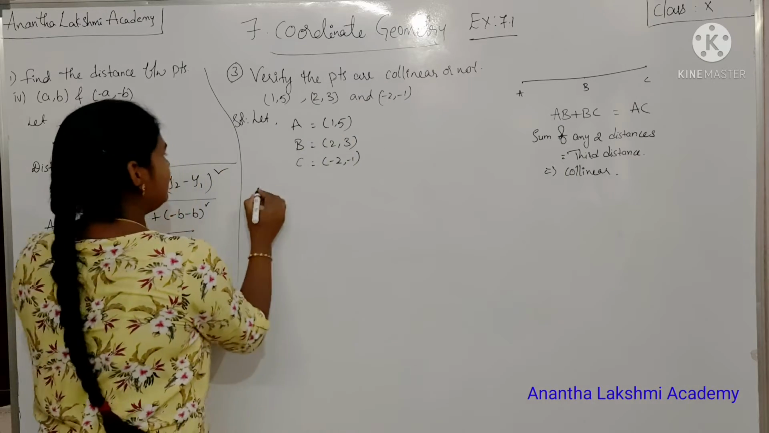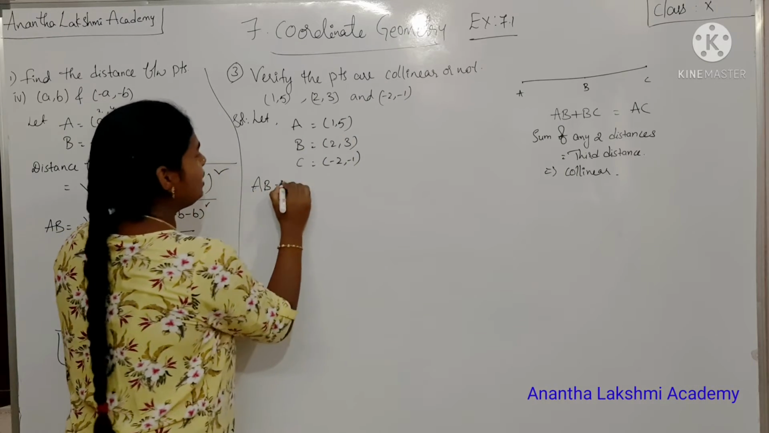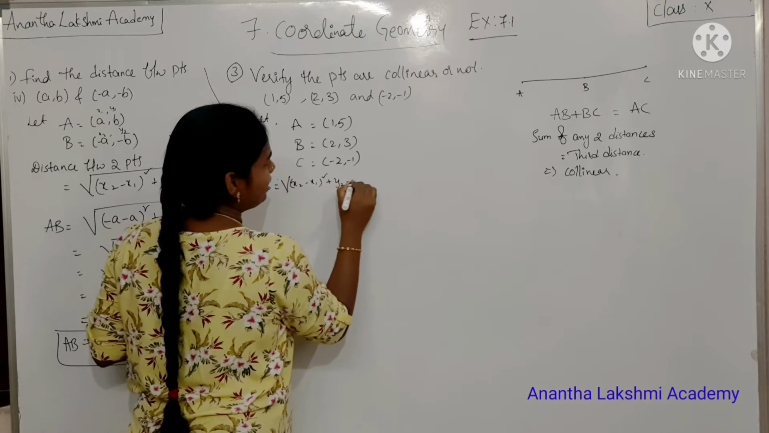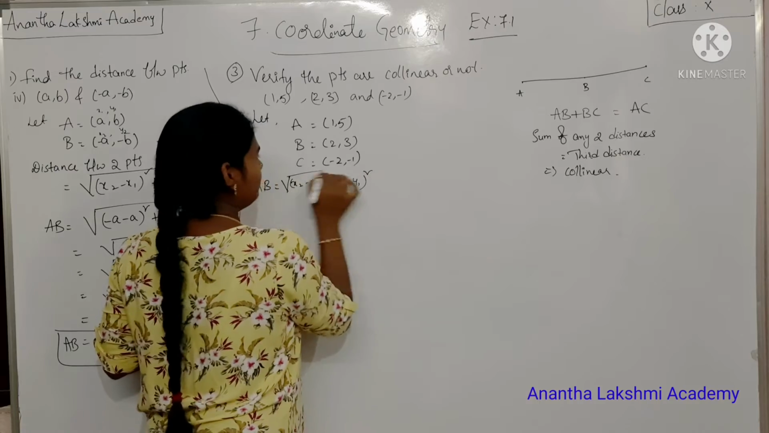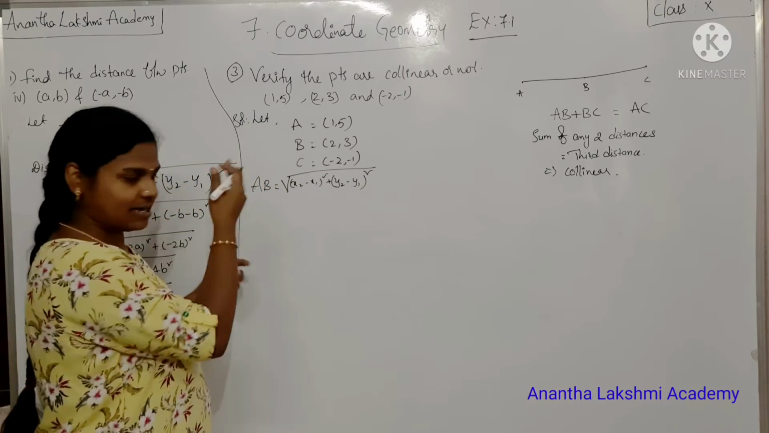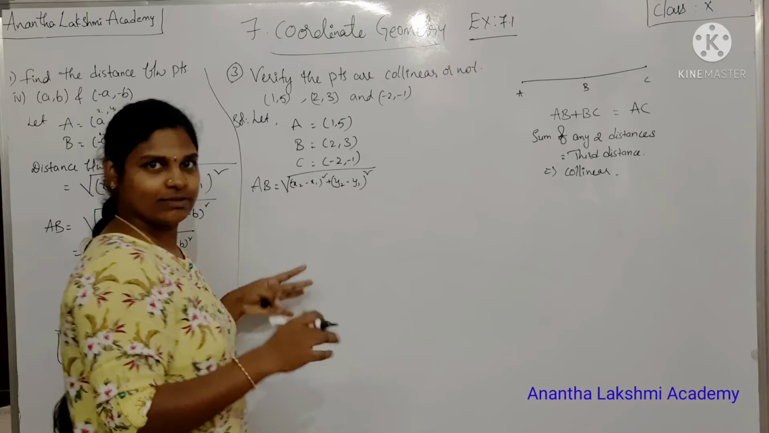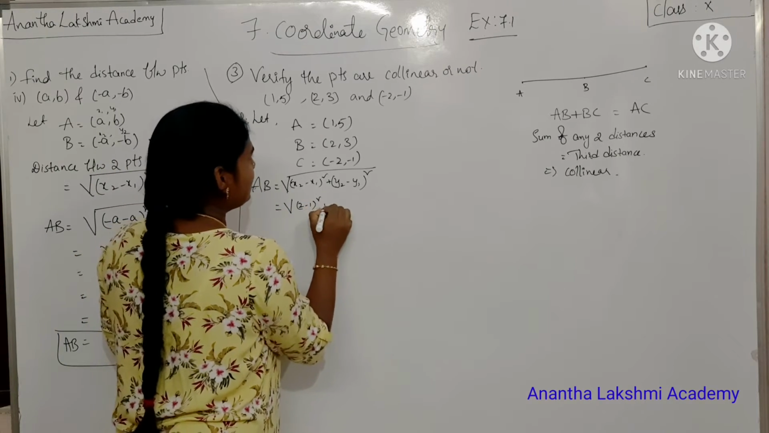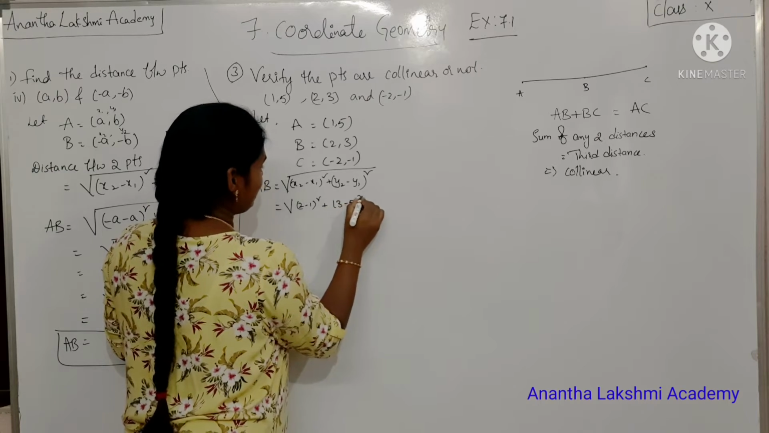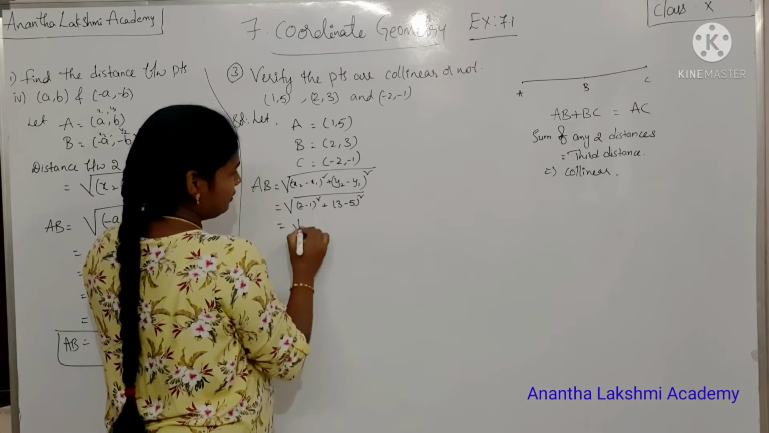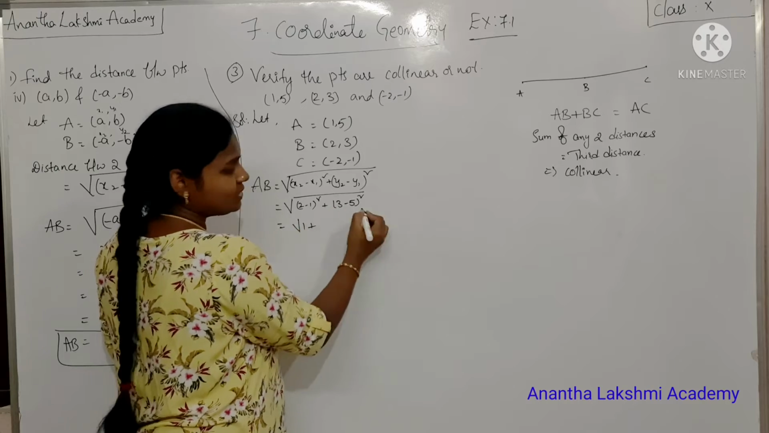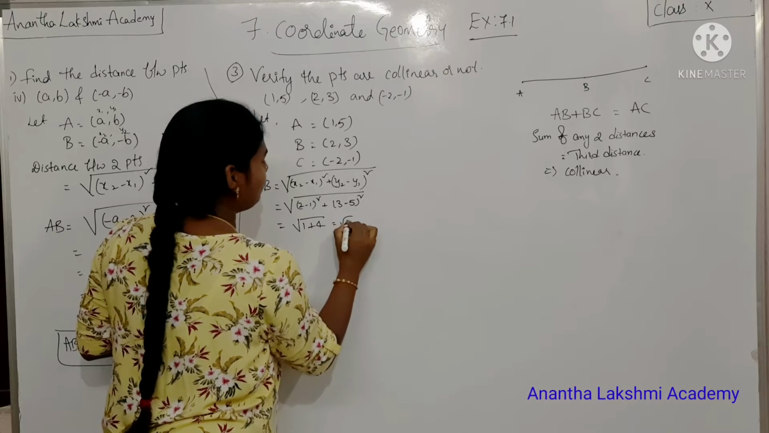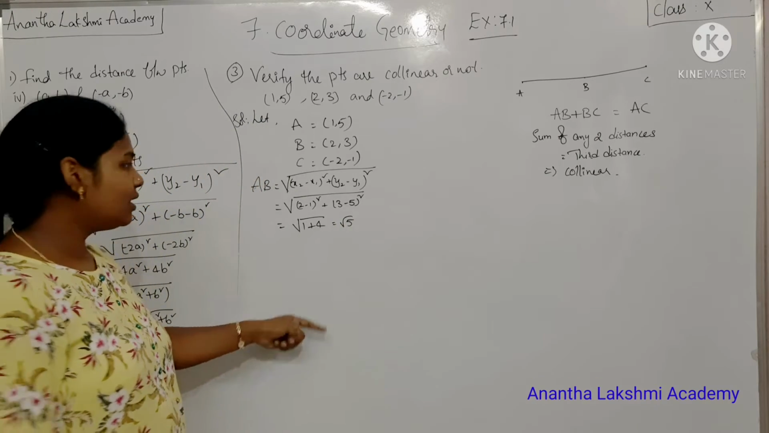So that is going to be AB. What is the formula? Under root of x2 minus x1 whole square plus y2 minus y1 whole square. As this is the first time I am writing it, from the next time onwards I will be directly replacing the values, alright. So here AB is nothing but 2 minus 1 whole square plus 3 minus 5 whole square. 2 minus 1 is 1, square is 1, 3 minus 5 is minus 2, square is 4. So this is going to be root 5. AB is going to be root 5.